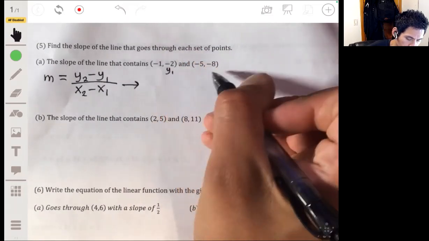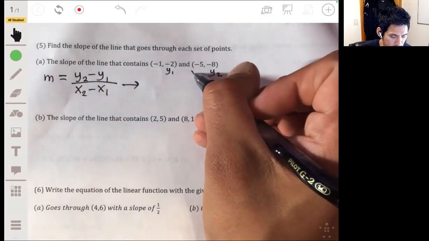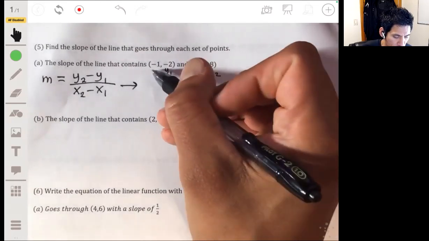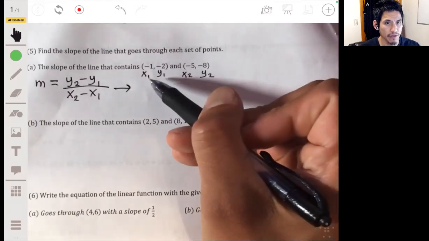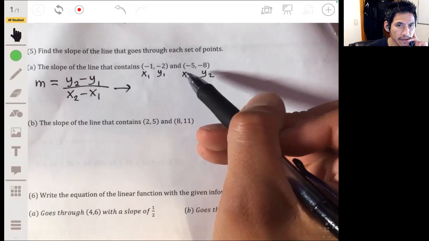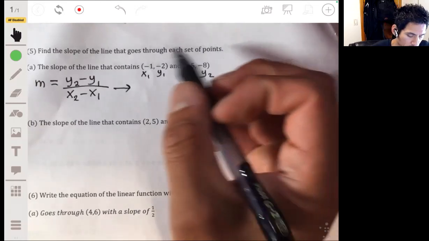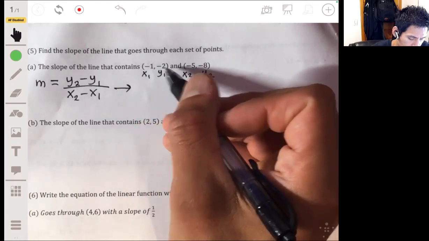I could call this one y1 and this y2. But it does matter that you match the x2 and the x1 with the y2 and y1. So if I was to call this one y2, I have to make this x2. And if I call this one x1, I got to make that one y1. Otherwise, it doesn't matter. So let me just go and solve this.